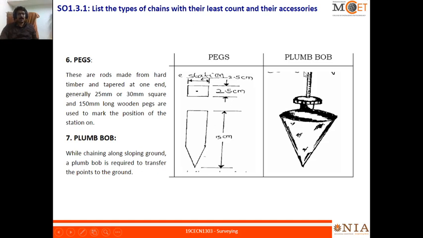Plumb bob: while chaining along a sloping road, the plumb bob is required to transfer the point exactly straight to the ground. For that purpose the plumb bob is used.